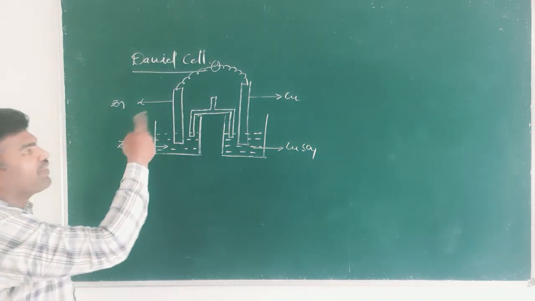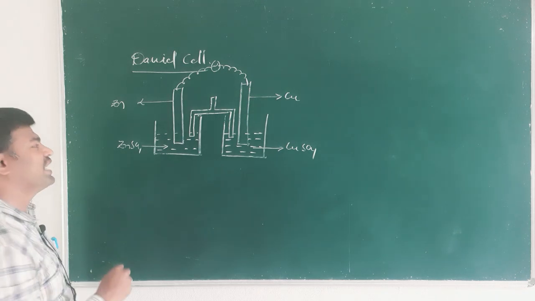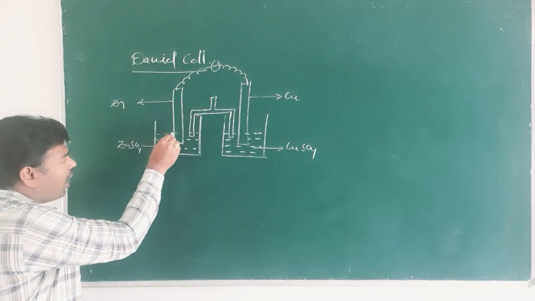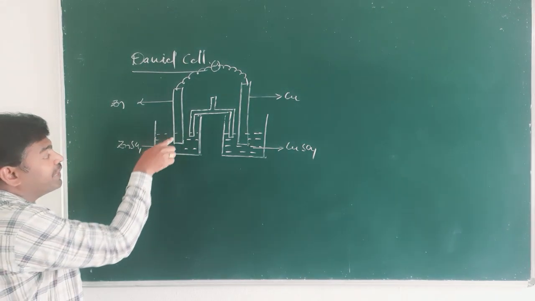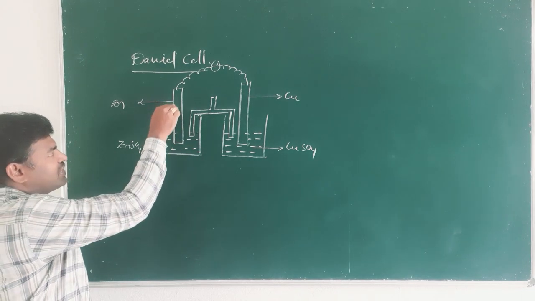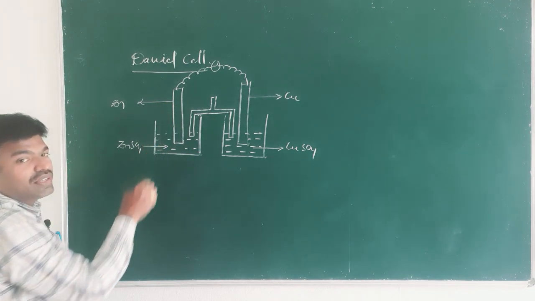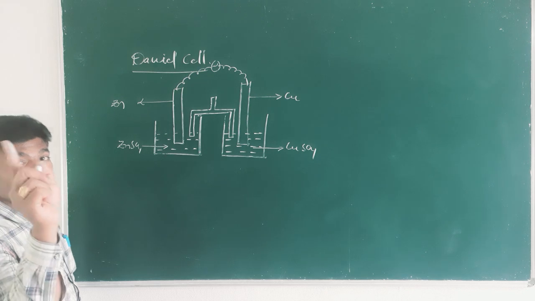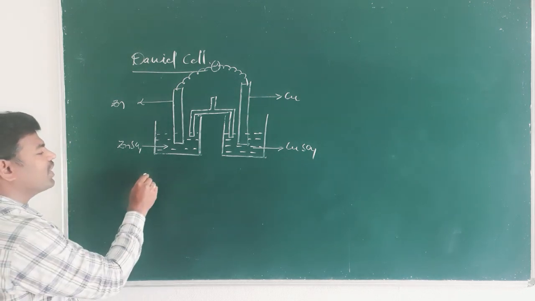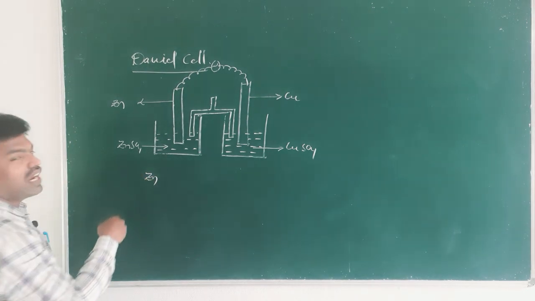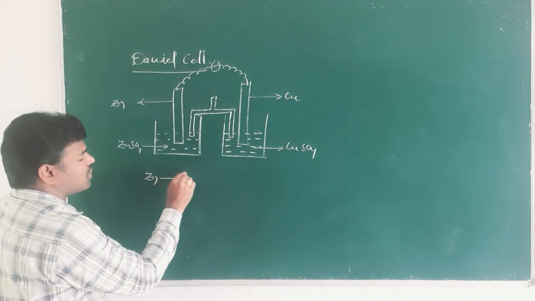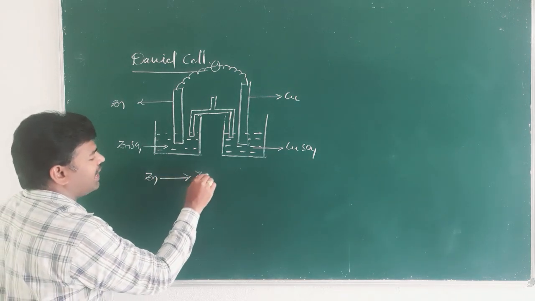So the flow of current is accompanied by the following reactions. The zinc rod dipped in zinc sulfate solution undergoes oxidation. Oxidation means loss of electrons.